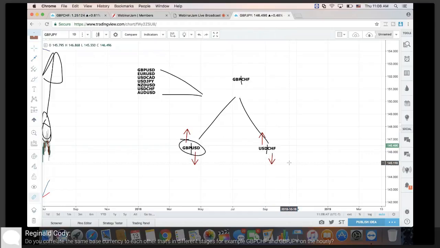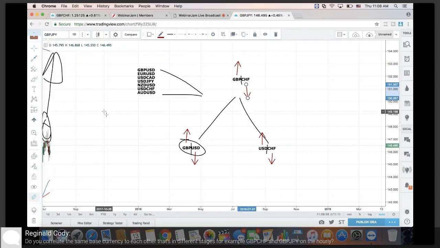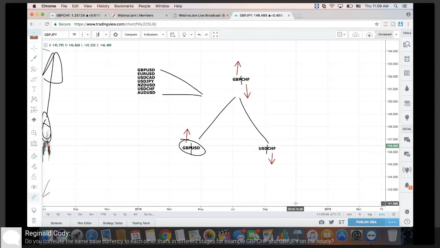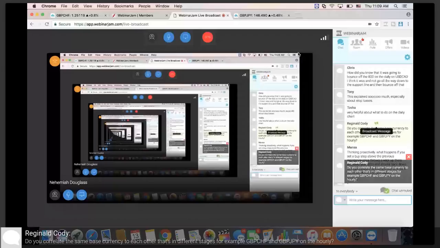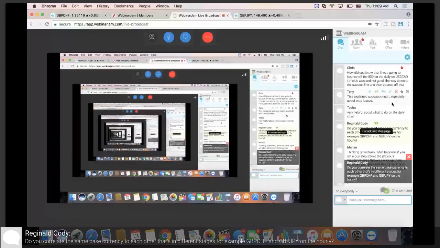Okay? So, if I'm looking at GBP CHF, GBP is going up and CHF is going down. If I delete the USDs, that's the difference. GBP going up, just like here. CHF going down, just like here. Okay? So hopefully that makes sense.